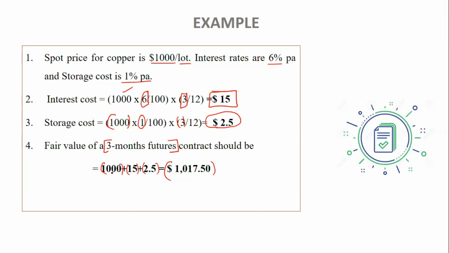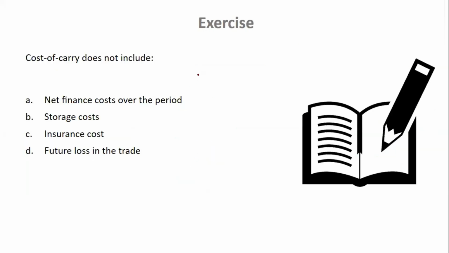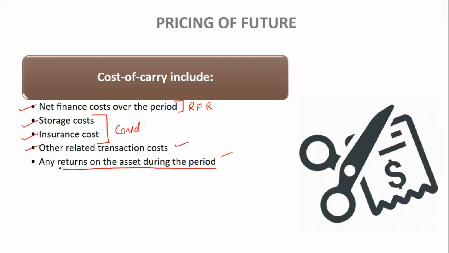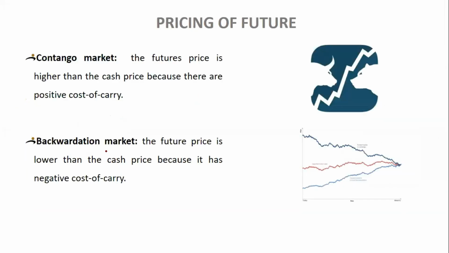So spot is 1,000 if you want to take immediate delivery, or if you want to take delivery in future, or even do cash settlement for 3 months, you will pick up this contract. So question: cost of carry does not include what? This is included, this is included, this is also included, but future loss in a trade is not included. As I mentioned before, the positive returns of the assets are included, but not the losses.